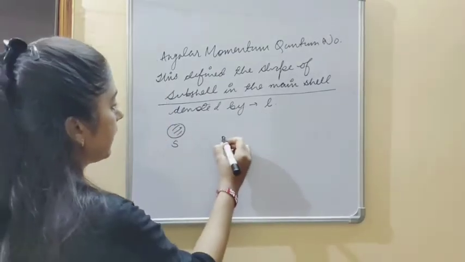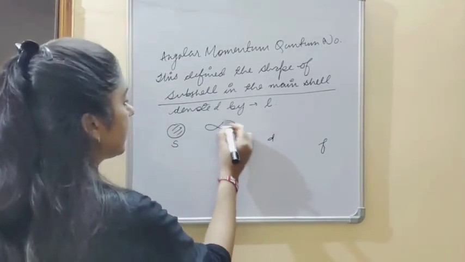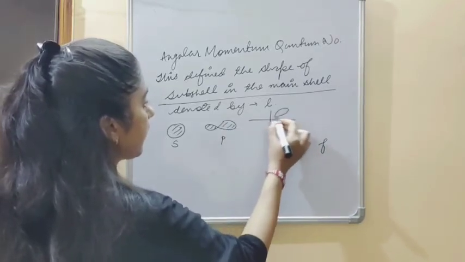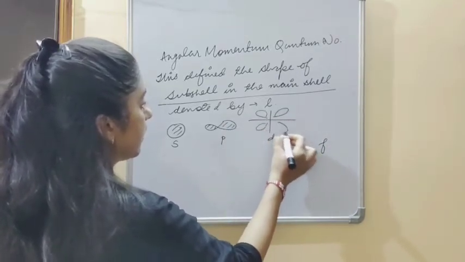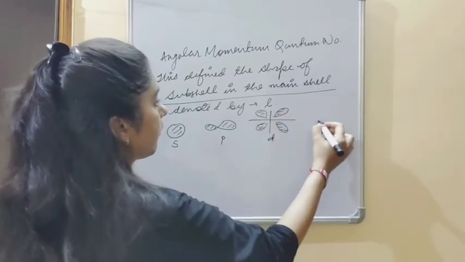Like this, then P, D and F. For P there will be this shape, for D, and for F.